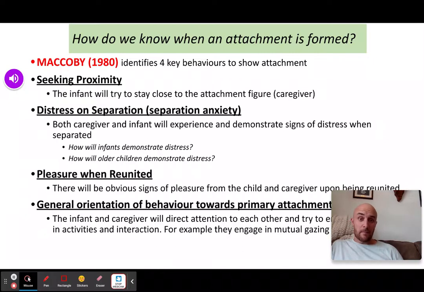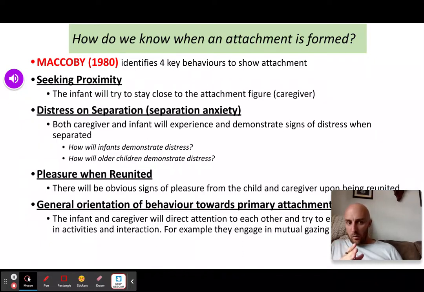Now, in terms of a baby, there's 4 key behaviors that the baby will show when it has made an attachment. Attachments are formally made around about 8 to 9 months, really probably around about 8 months. A 6-month-old will probably not have made an attachment. 5-month-old, definitely not. 3-month-old, definitely not. But around about 8 months, the baby will make a proper attachment onto specific people.